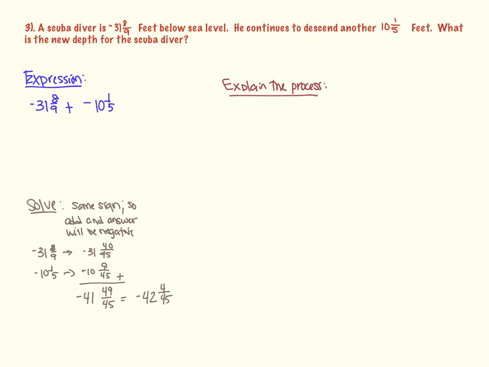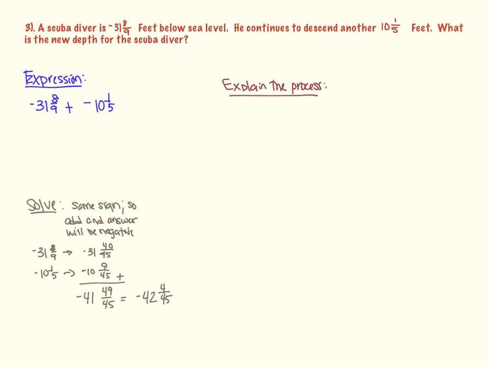Okay, so your expression should have been negative 31 8/9 plus a negative 10 1/5 because he's going further down. When you're solving this expression, though, they're both negative numbers, so you're going to actually add them together and then just realize that your answer is going to be negative. So the first thing you need to do is make sure you find a common denominator between 9 and 5. And then when you add the numerators and the whole numbers together, you get an improper fraction, 49 over 45. So we added the whole to the whole number, and that's how we ended with negative 42 and 4 over 45.